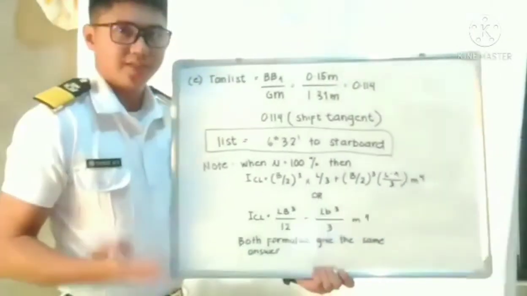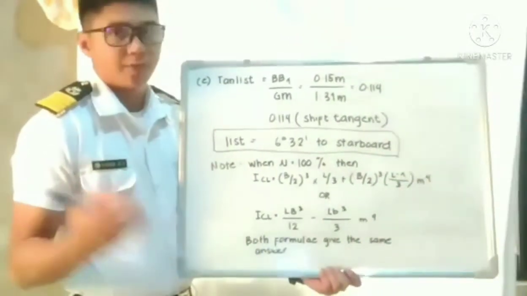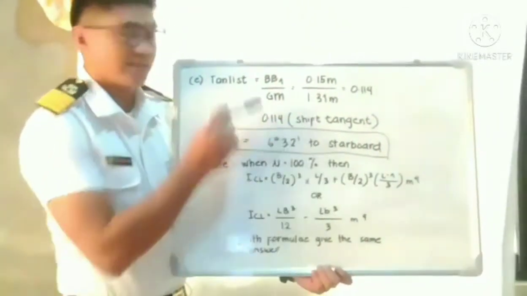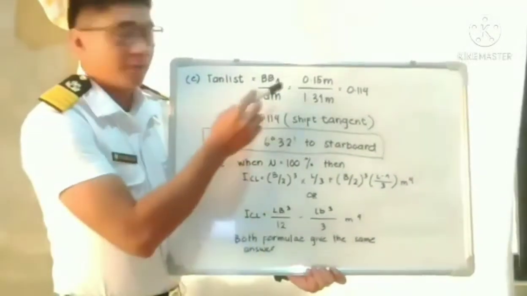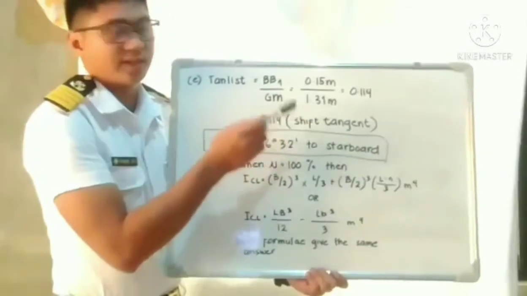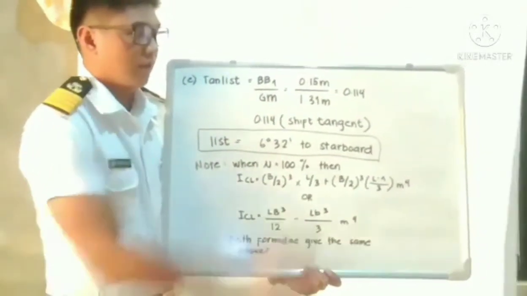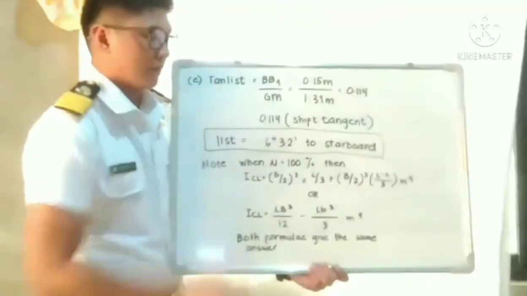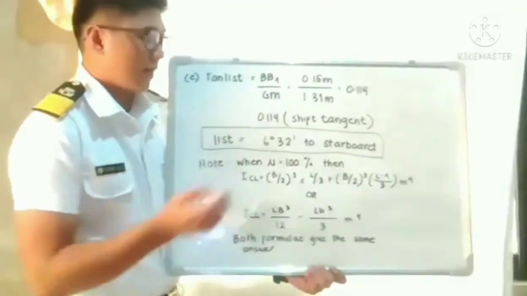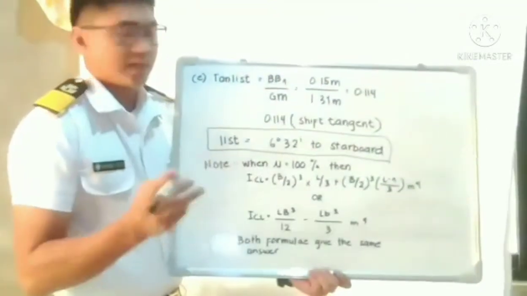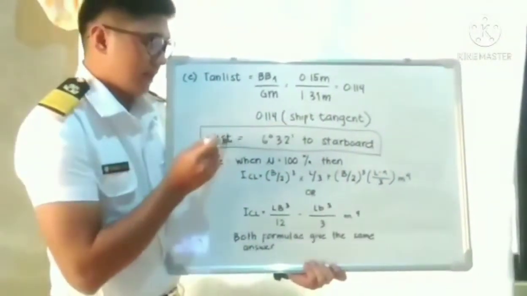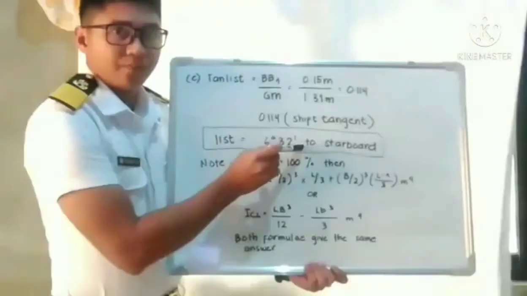Okay, so here's the last procedure for our problem. So we have E, tan list is equal to BB1 over metacentric height. So our BB1 earlier is 0.15 meter, and then divided by our metacentric height, 1.31 meter, you obtain 0.114. Okay, so how to convert it into list? You have to use your scientific calculator. So 0.114 and then shift tangent, you would have a list of 6 degrees 32 minutes to starboard.